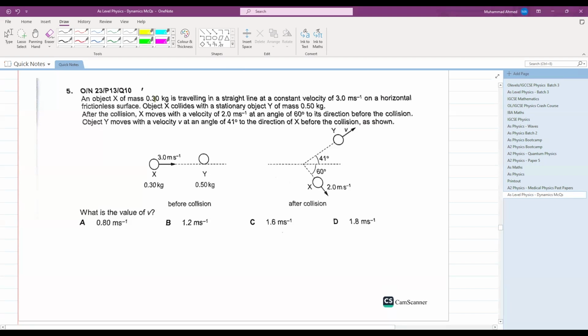An object of mass 0.3 kg is traveling in a straight line at a constant velocity of 3 m/s minus 1 on a horizontal frictionless surface. Perfect. Object X collides with a stationary object of mass 0.5 kg. After the collision, X moves with a velocity of 2 m/s minus 1 at an angle of 60 degree. Object Y moves with a velocity of v at an angle of 41 degree to the direction of X before the collision as shown. What is the value of v?